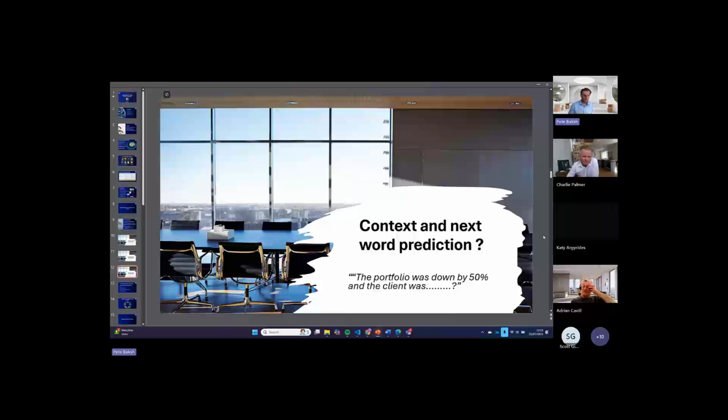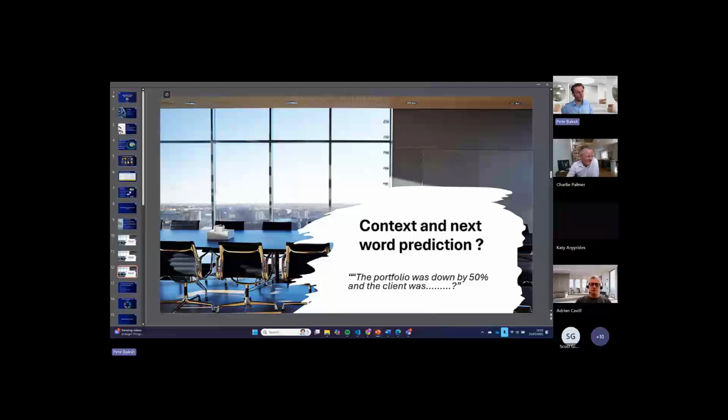So, any suggestions, from anyone's experience, for what would be a suitable next word here? Suing his financial advisor. So yeah, something like that. Yeah, suing, angry. We're going to end up with a collection of negative words. So context with these models is very important in order to get what you want out of them, or what is going to be most likely appropriate out of them.